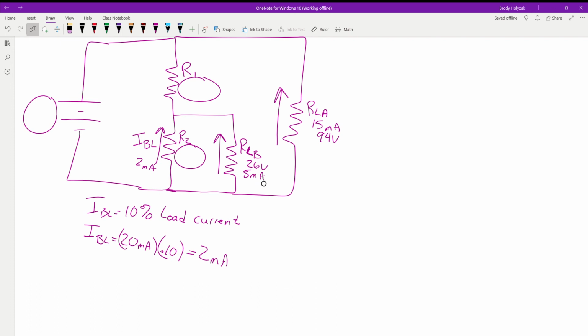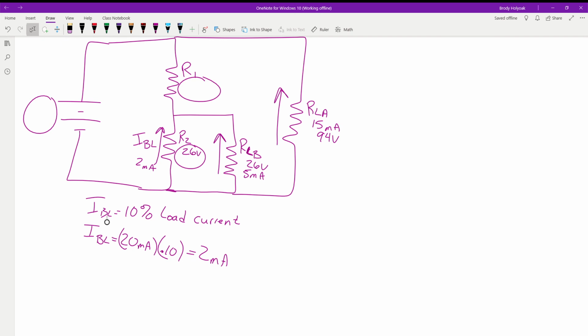You're on the right path. Correct. Then we can find the resistance of that one. So here, these are in parallel. We know the voltage here, so we know the voltage here. Things in parallel have the same voltage. So now we know we have 26 volts here. We know our bleeder current is 2 milliamps because of our rule.